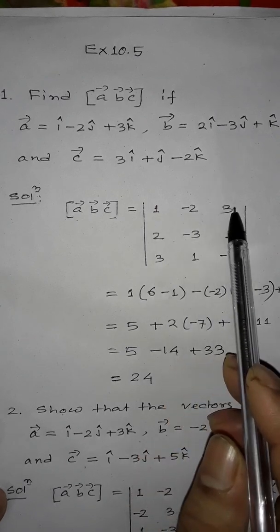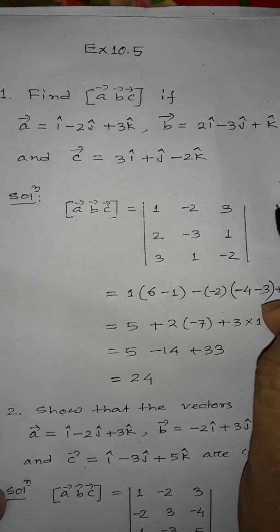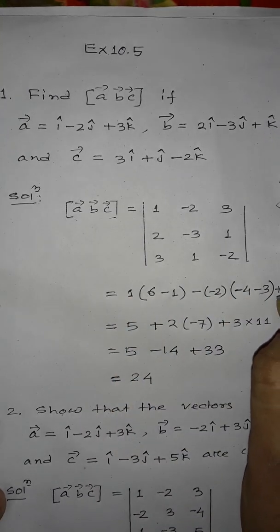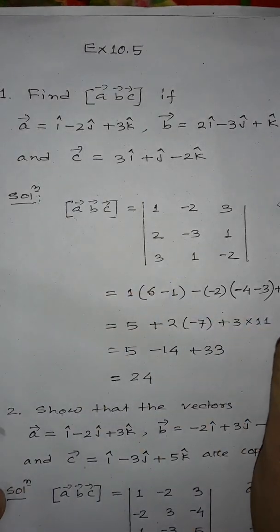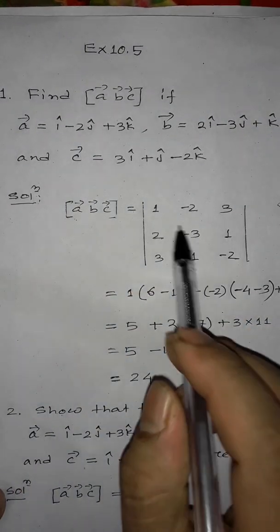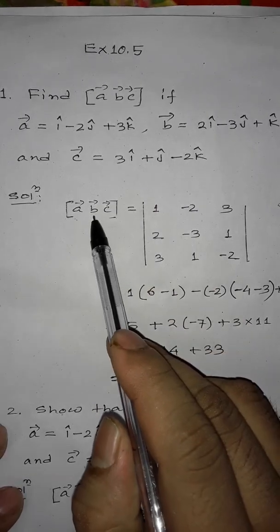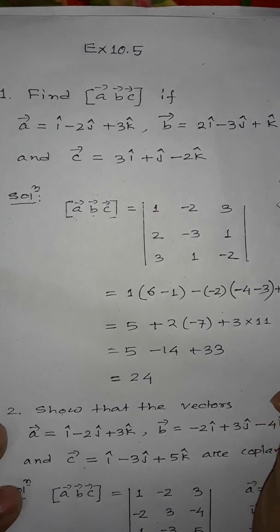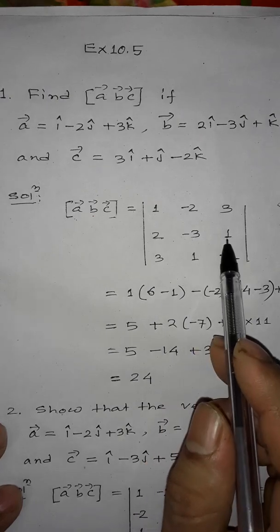The first row of the determinant will be the scalar components of the first vector. The scalar components of the first vector are 1, minus 2, 3. So the first row will be 1, minus 2, 3. The second vector is B here. So the scalar components of B are 2, minus 3, 1. So the second row will be 2, minus 3, 1.